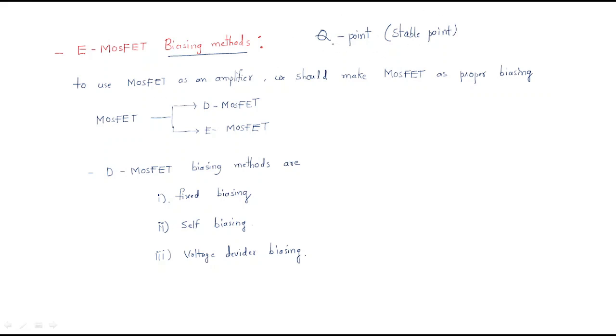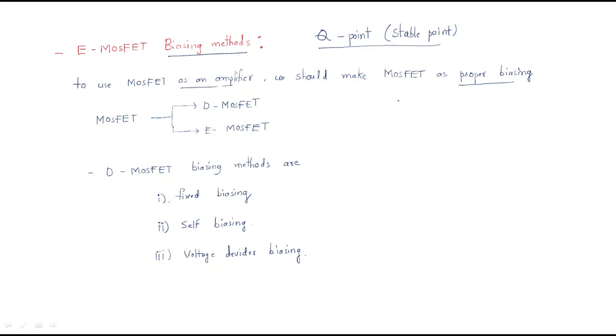Not only MOSFET. In the case of BJT also, at the Q point, it will operate as an amplifier, right? At this point only. To make the Q point and to maintain the stabilization of this Q point, we should do some biasing methods. So to use MOSFET as an amplifier, we need proper biasing.